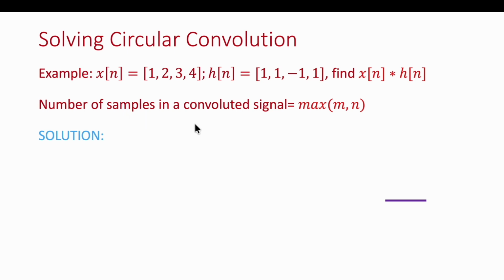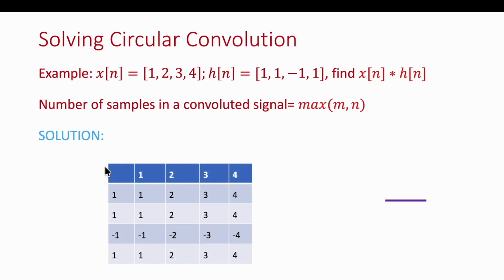Then you need to use the formula max of m comma n in order to see the number of samples in the convolved signal. m is the number of samples in x of n and n is the number of samples in h of n. In both you have 4 and 4, so that is why the result will be equal to 4. So for the solution, again you need to draw a table.